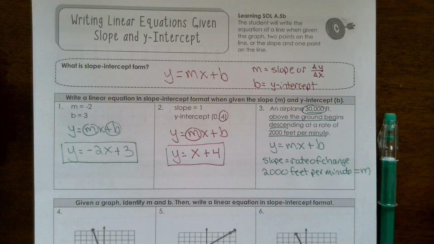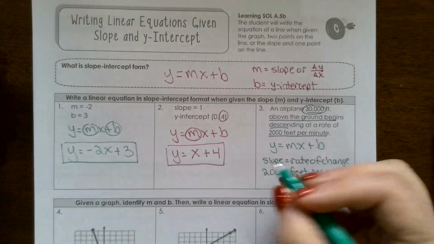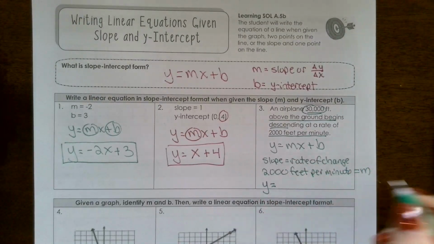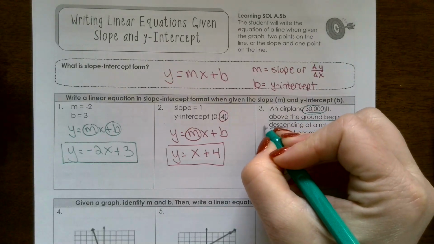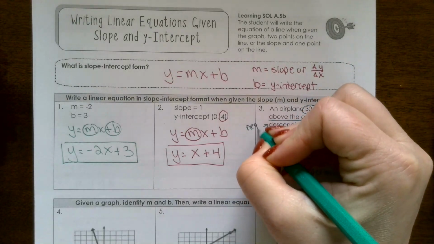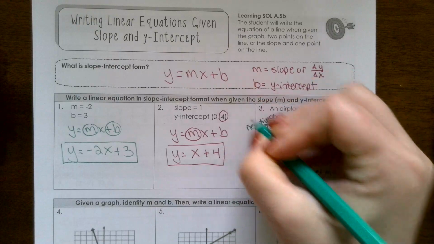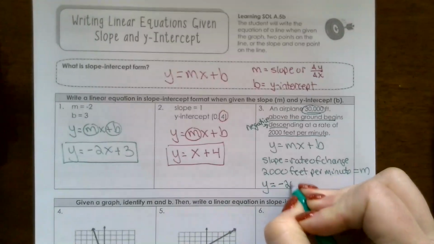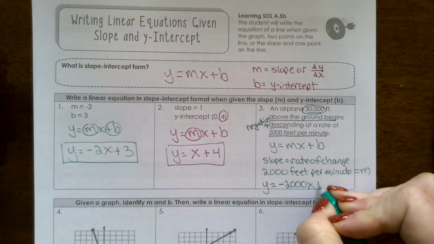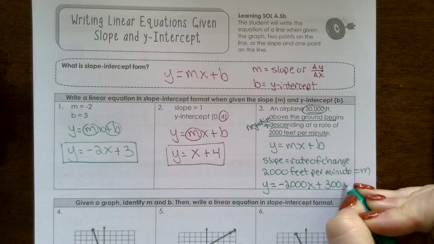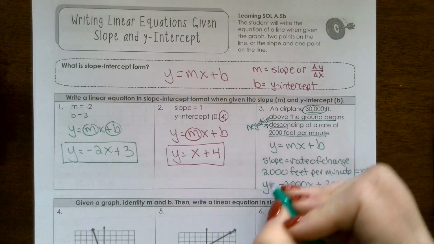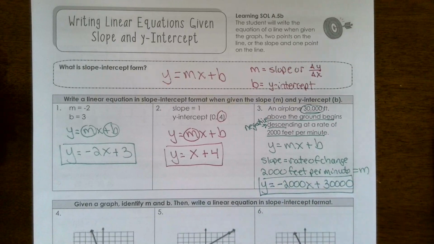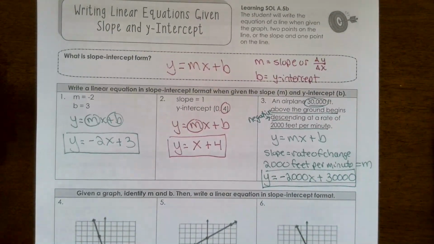So my equation for this particular situation is y equals, descending is negative, because I'm moving down left to right, negative 2,000x plus 3,000. And there is the equation for that particular situation.